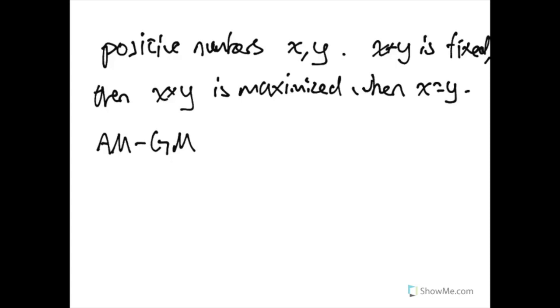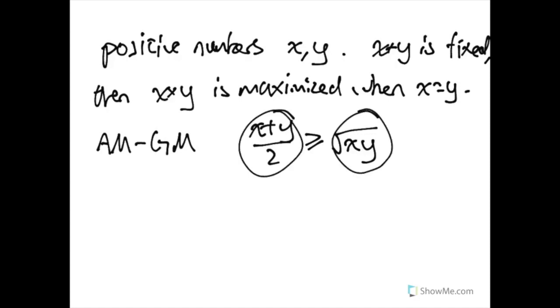I will not prove the AM-GM inequality here, but for those of you who know what this states, we have that the arithmetic mean is always greater than or equal to the geometric mean. And if you don't know what these mean, then these are basically what they are. So this is the arithmetic mean and this is the geometric mean. And we have that the equality case occurs when x equals y. I will not prove this here.